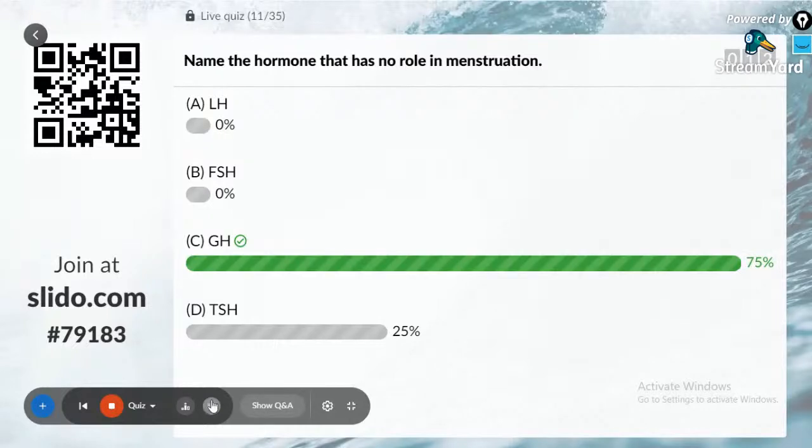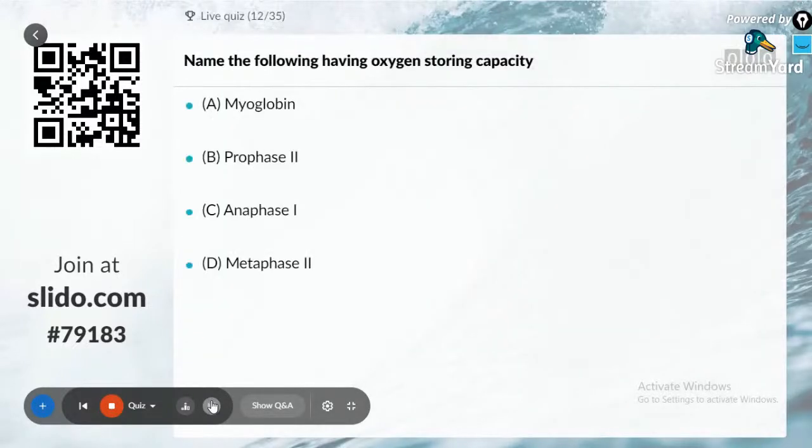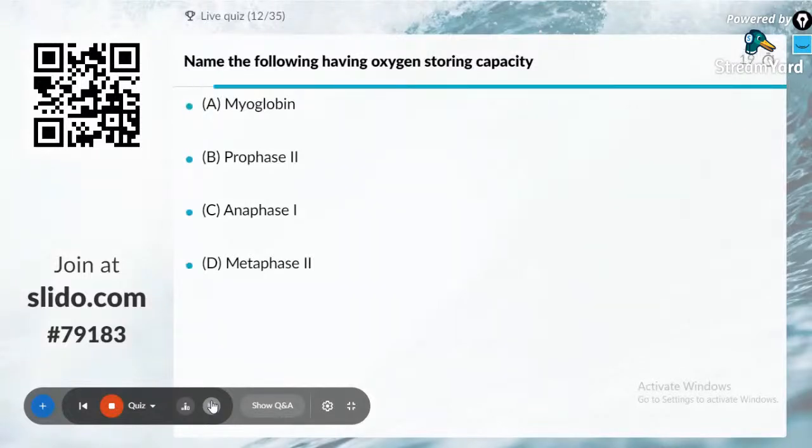Perfect. Next one. Name the following having oxygen storing capacity. One of the 4 options has oxygen storing capacity. Myoglobin, prophase 2, anaphase 1, metaphase 2. Simple question, guys. Name the following having oxygen storing capacity.